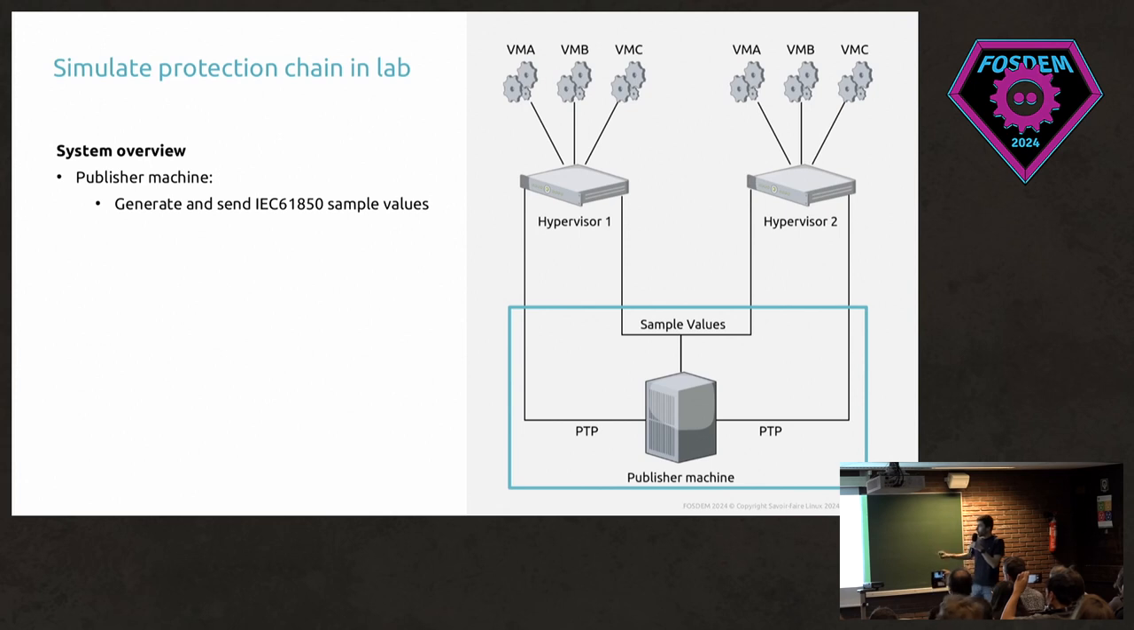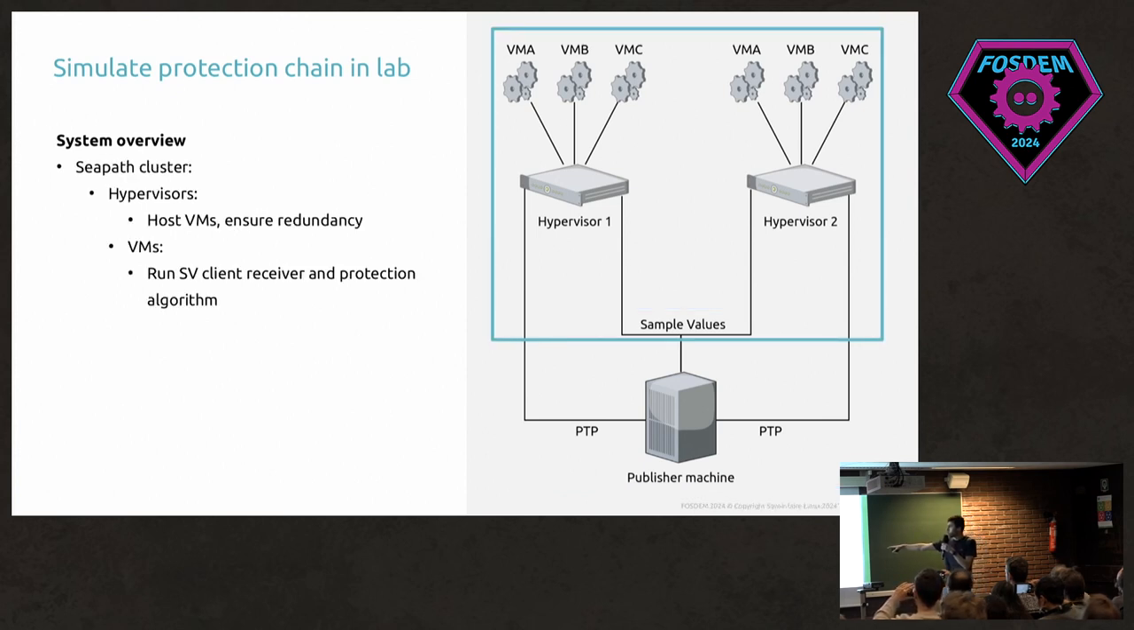And so I represent here a very simple scheme about how we can reproduce this protection chain here in our lab. The first piece is what we call the publisher machine. And the goal of the publisher machine is to generate the IEC 61850 sample values.